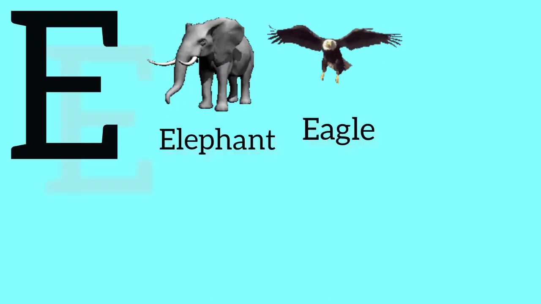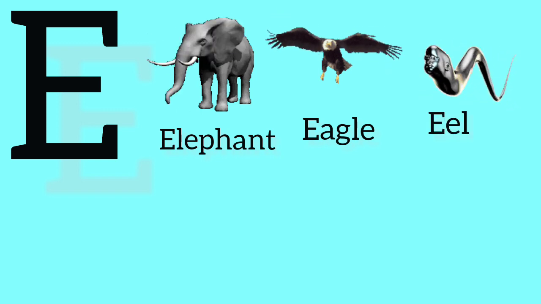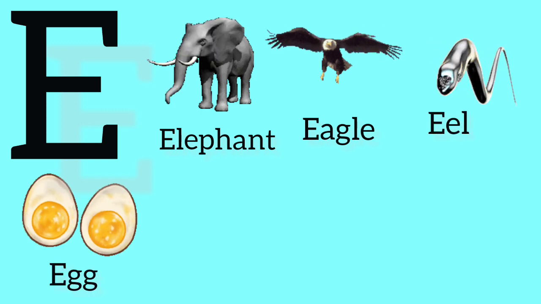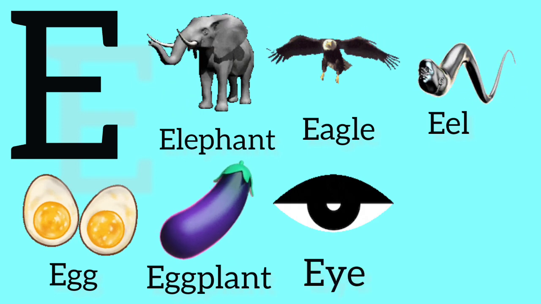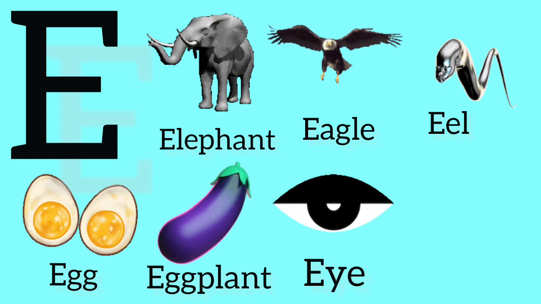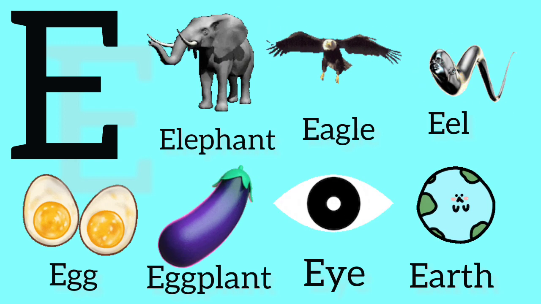E is for elephant. E is for eagle. E is for elf. E is for egg. E is for eggplant. E is for eye. E is for earth.